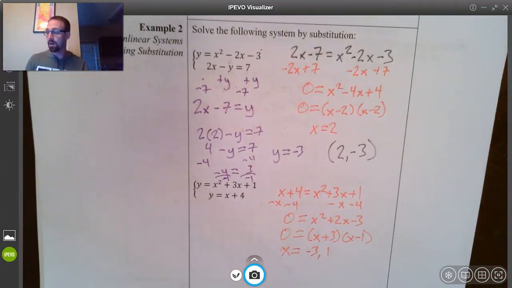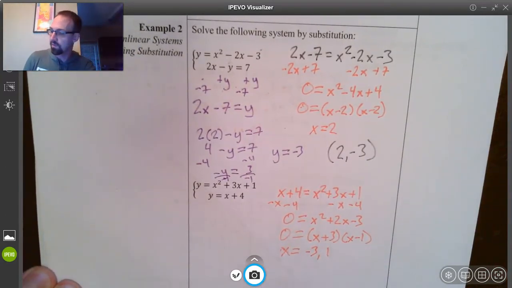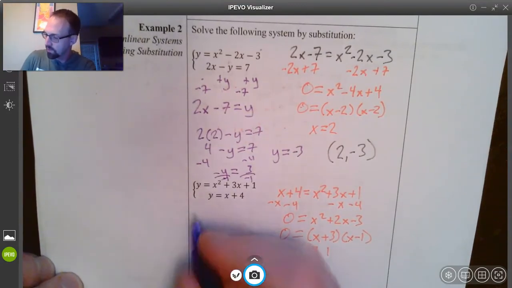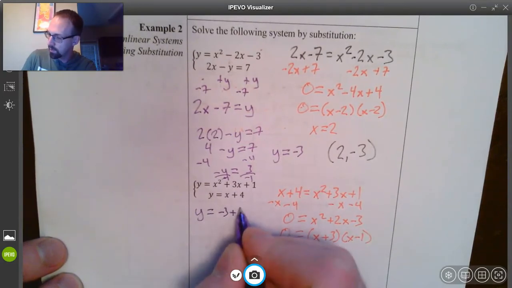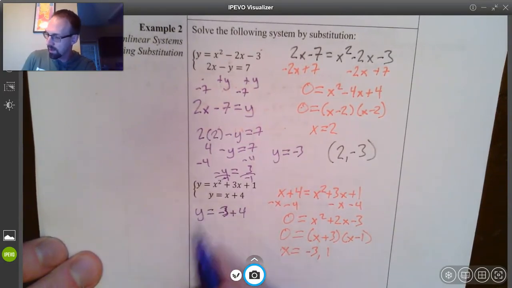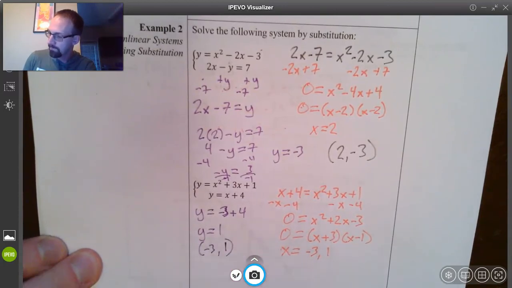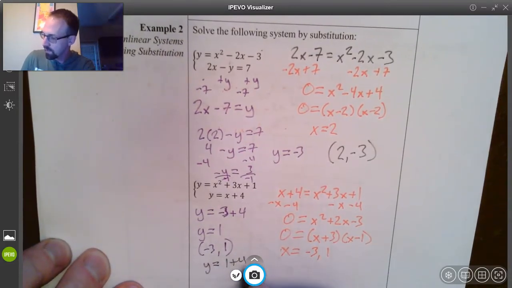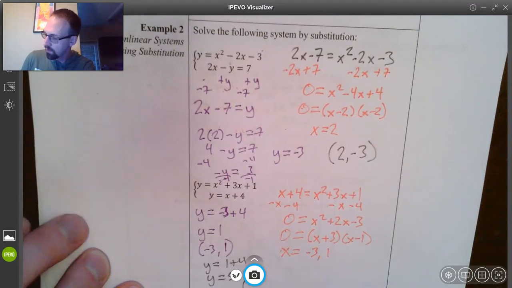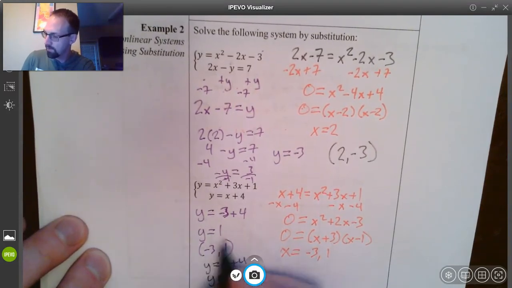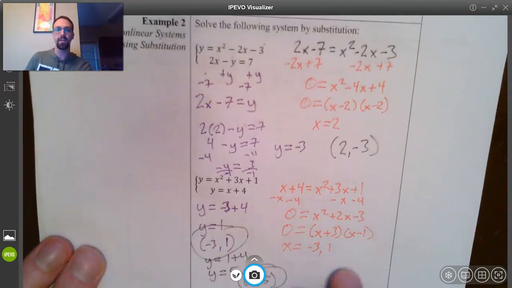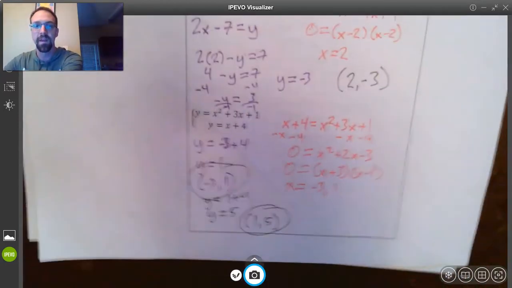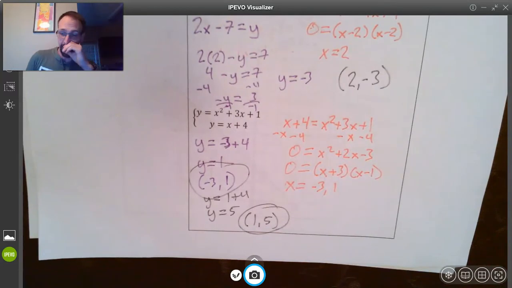That means I'm going to need to plug in negative 3 to find one solution, and then 1 in for x to find the other solution. So plugging in negative 3 first, I have y equals negative 3 plus 4. So when I plug in negative 3, I get y equals 1. So that's one solution. And then the other, if I plug in 1, I get 5. So the other solution is (1, 5). So that's both the solutions for that. Oh, I'm sorry, you could not see that last part. There we go. So that's both of the solutions for that one as well.